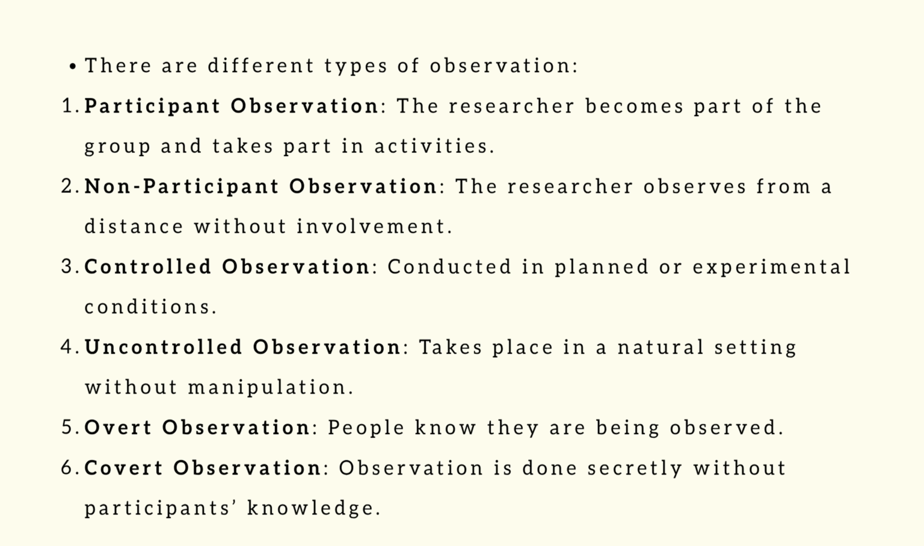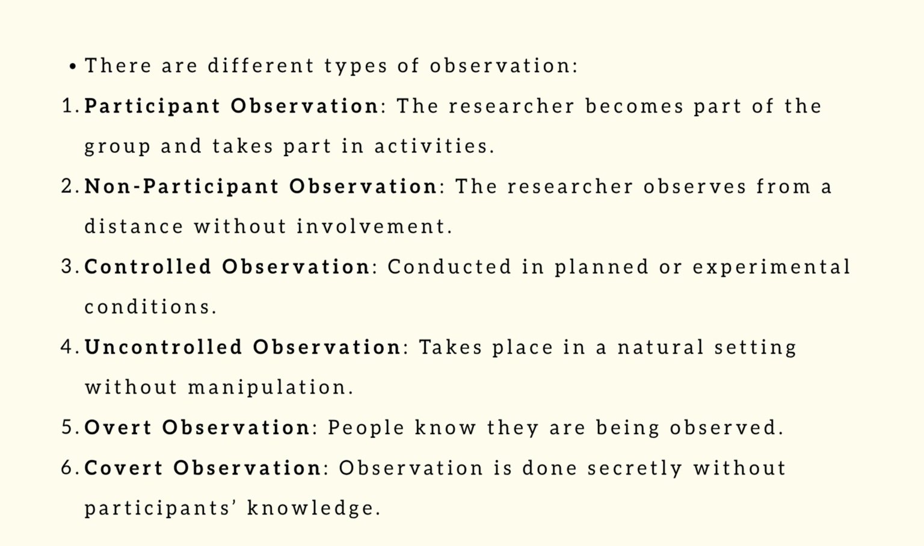Now, observation can be of different types depending on the role of the researcher and how the study is conducted. Like participant observation, where the researcher becomes part of the group being studied and takes part in its activities, while in non-participant observation, the researcher only watches from a distance. Besides this, observation can also be controlled, which means done under planned or experimental conditions, or observation can be uncontrolled, meaning done under natural social settings.